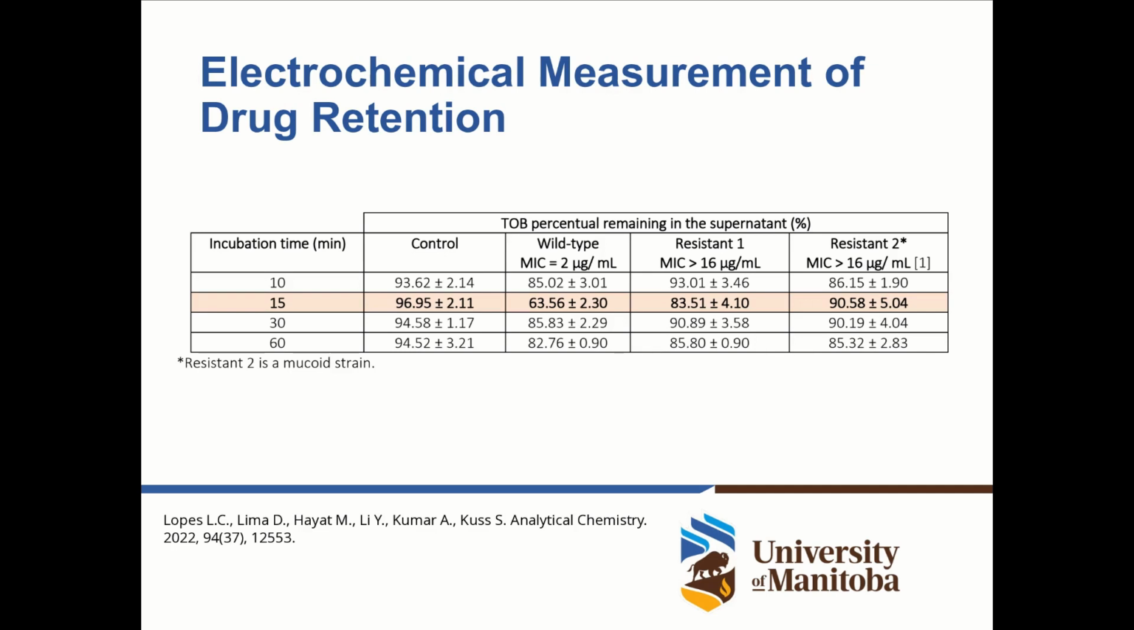So we see here that 15 minutes of incubation is very suitable to not just detect a drug susceptibility by electrochemistry, but also to differentiate not only between susceptible and resistant organisms, but also between different degrees of resistance.